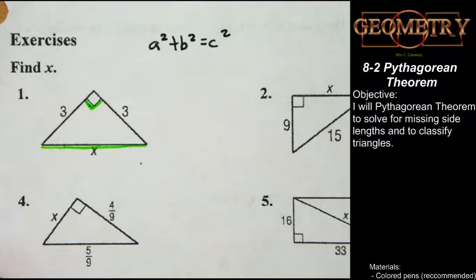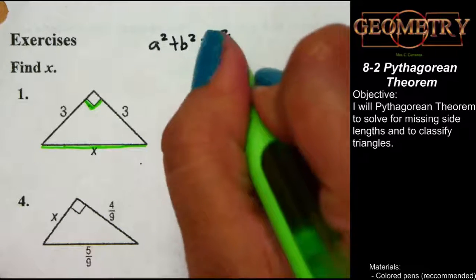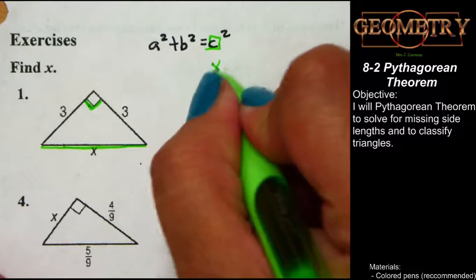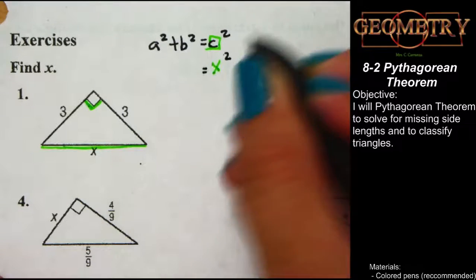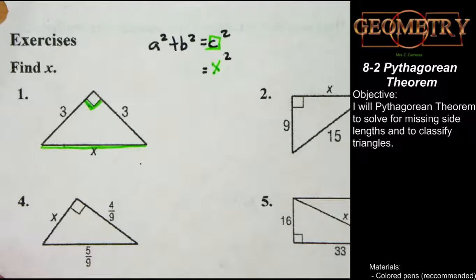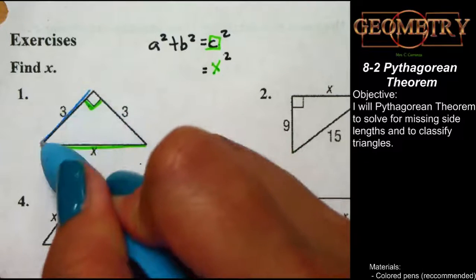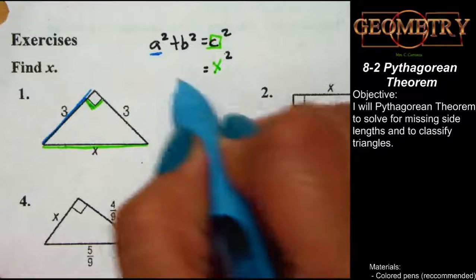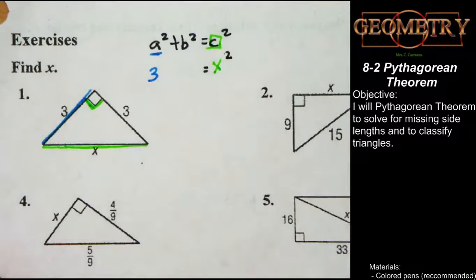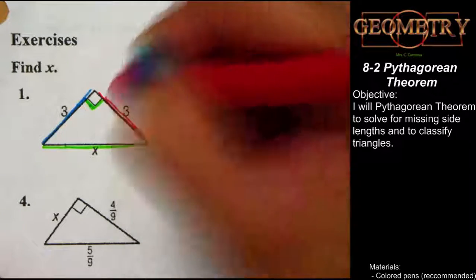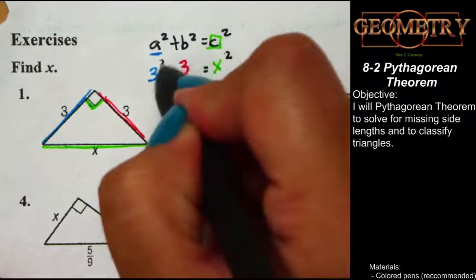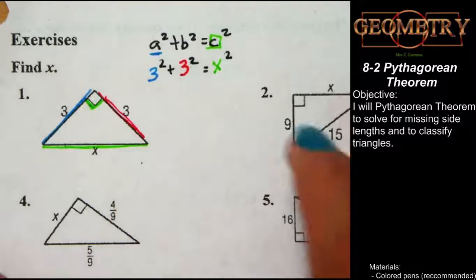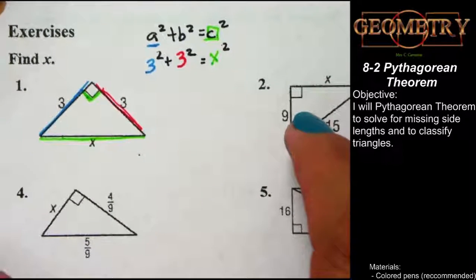Remember that c squared must always be your hypotenuse, so I'm going to replace c squared with x. Everything else doesn't matter what order you put it in. So I can make one side be a, and the other side can be b, and everyone is happy. Let me fill in the rest of my equation. There it is. I'm going to go ahead and simplify this down.